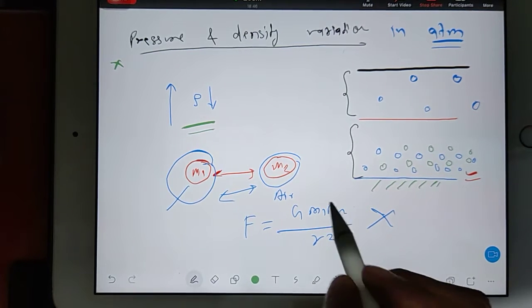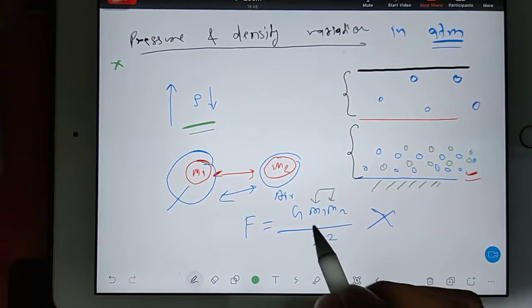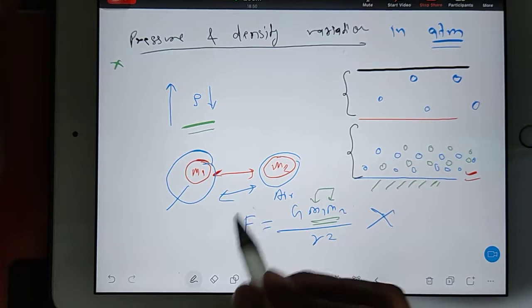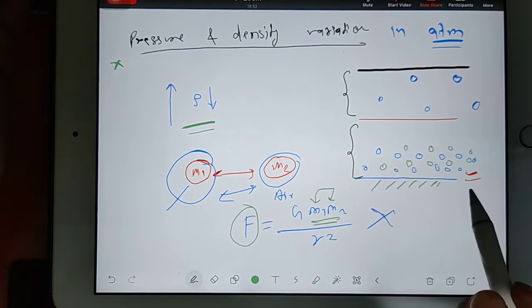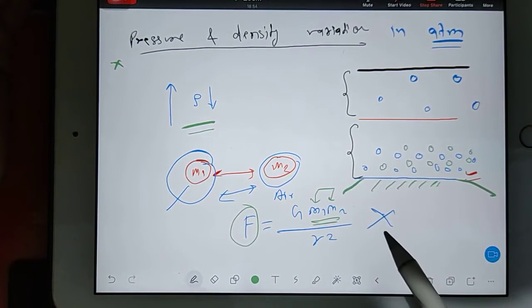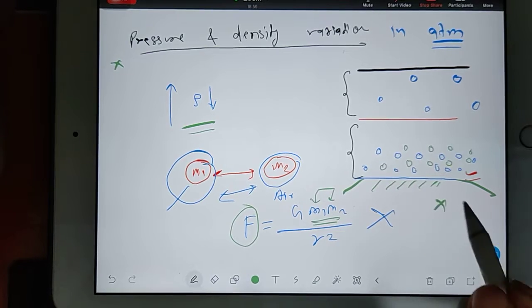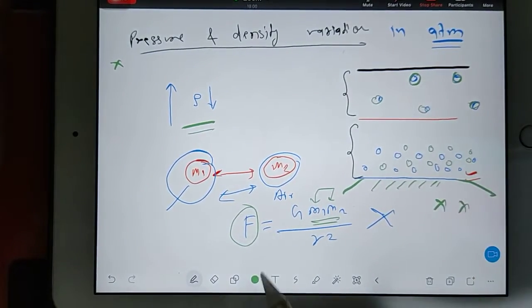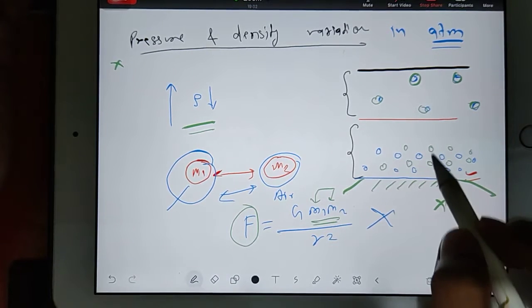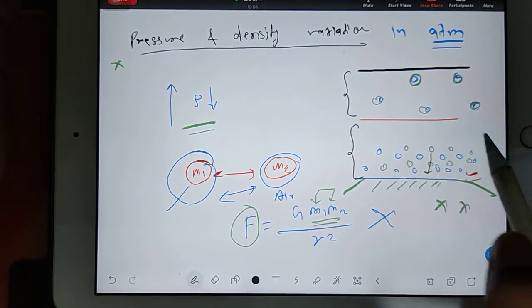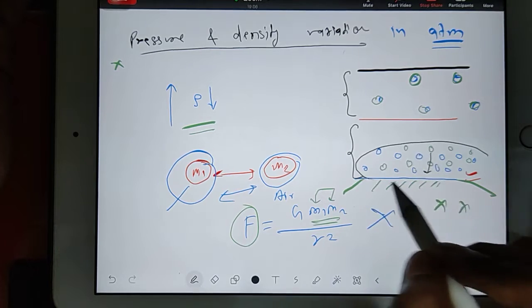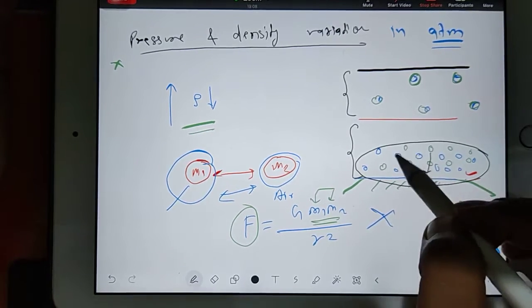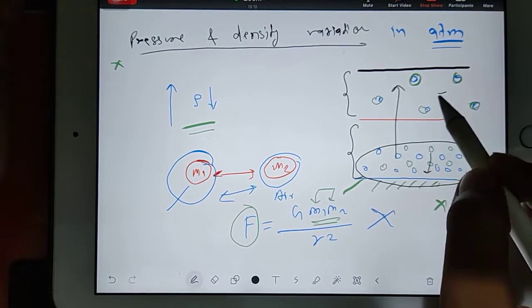I am just trying to say, based on the product of both the masses, we get our attraction force. So Earth itself is a very heavy mass. So Earth will try to attract everyone according to their weights. So molecules who are heavier will come closer to the Earth. So that's why we have more density closer to the Earth. If you go away from the Earth, you will have less density.